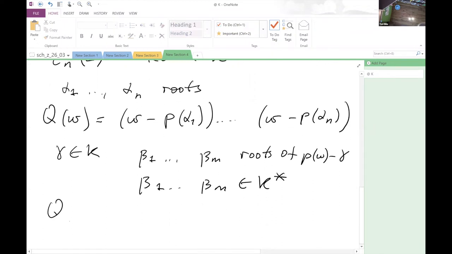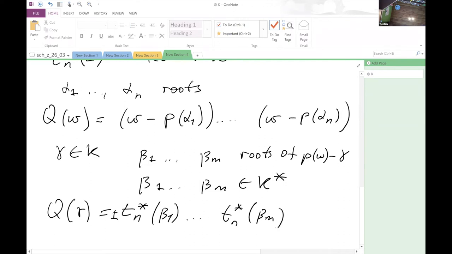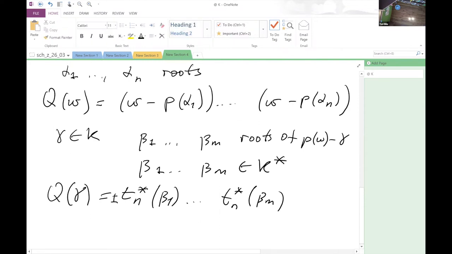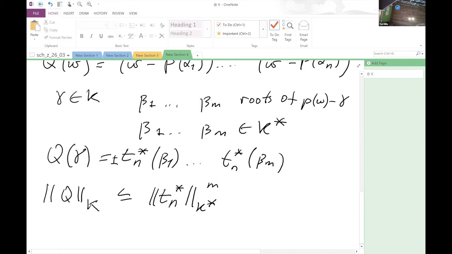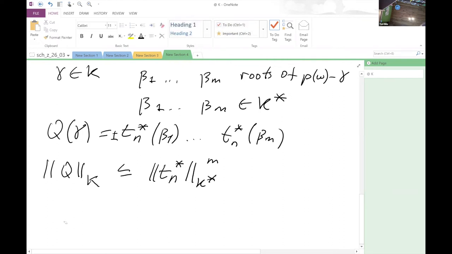And so Q of gamma is Tn star of beta 1 up to the sign, times Tn star of beta m. And this implies that the norm of Q with respect to K is bounded by the norm of Tn star with respect to K star, and we take a product of m values, so we should raise to the power m. But Q is also of degree n, so this means that the norm of Q with respect to K is at least tau n raised to n.